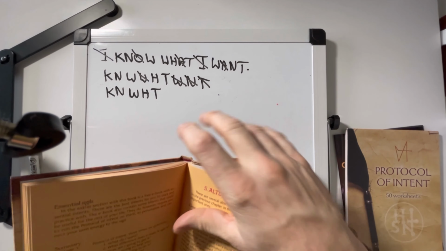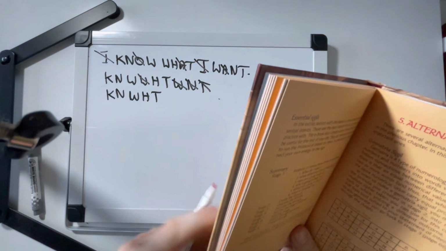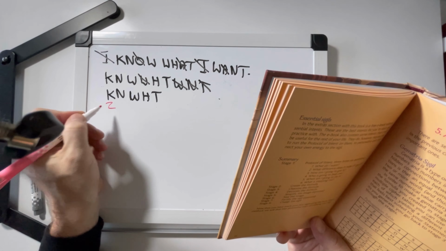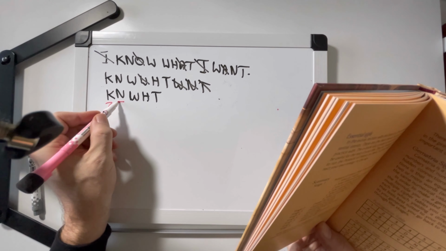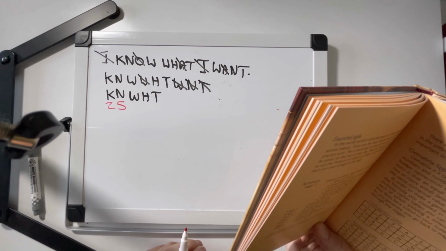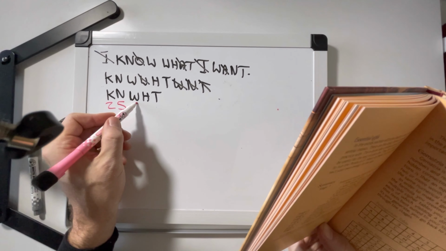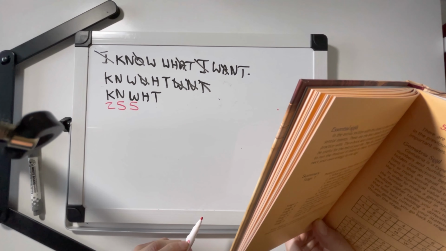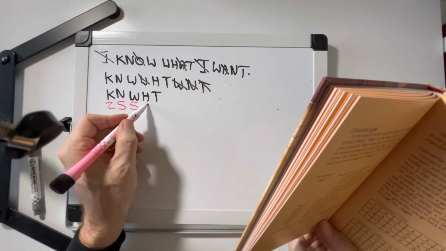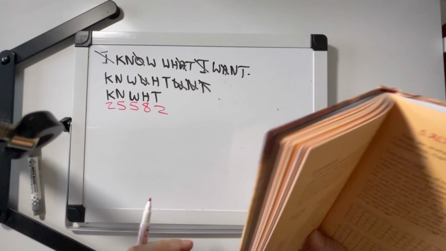We're going to convert these letters into numbers. As you can see from the table there, the letter K is equal to the number 2. N is equal to the number 5. W is equal to the number 5. Oh, that's easy. There we go. H is equal to number 8. And T is equal to number 2. There's a lot of repetition there.